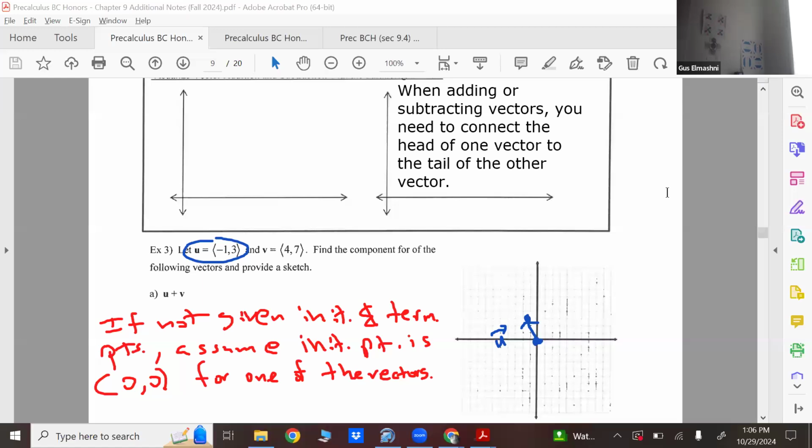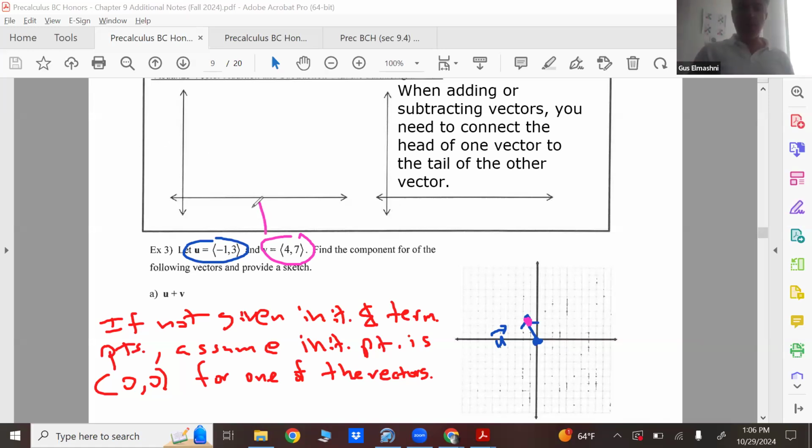So the second vector, which is 4, 7, I could force at 0, 0. But guess what? If I put it at 0, 0, both tails are connected. I need to connect tail to head. So what you do, I'll do this in pink. So you're going to pick up from where the last vector left off.